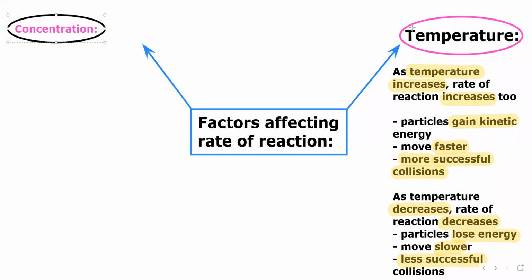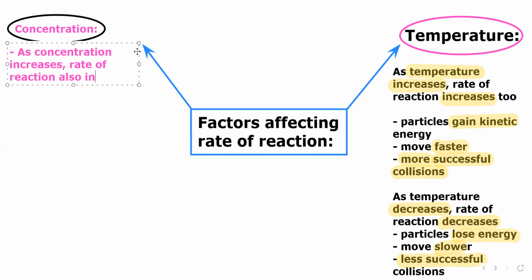Now, next factor, we will talk about concentration. How does concentration affect rate of reaction? We need to remember that as concentration increases, rate of reaction also increases. Again, you know why the rate of reaction increases, and here we will talk about why it is going to happen.